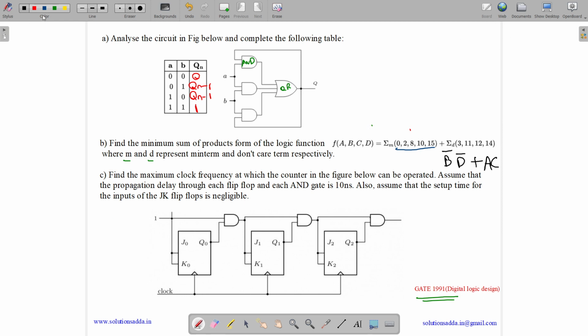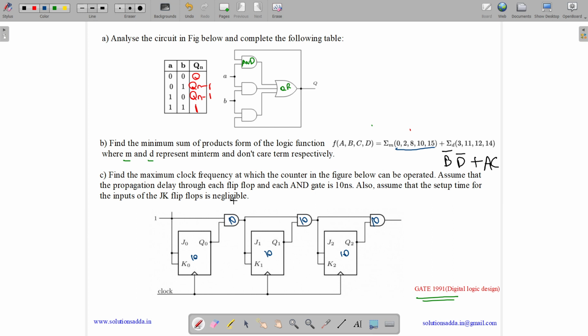So question 3 is, it is given that find the maximum clock frequency at which the counter in the figure below can be operated, assuming that the propagation delay through each flip-flop and each AND gate is 10 nanosecond. Okay, so we have a delay of 10 here, a delay of 10 here, a delay of 10 here, and a delay of 10 here. Assume that the setup time for the inputs of JK flip-flop is negligible.